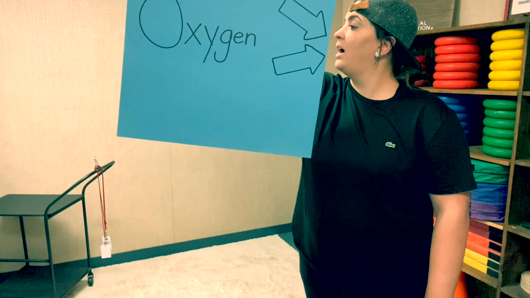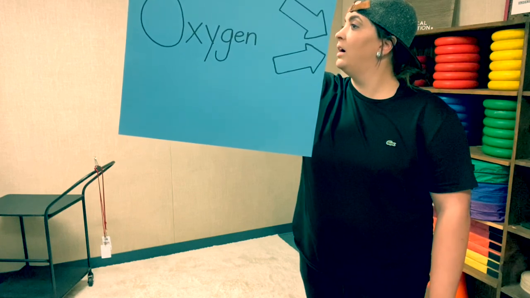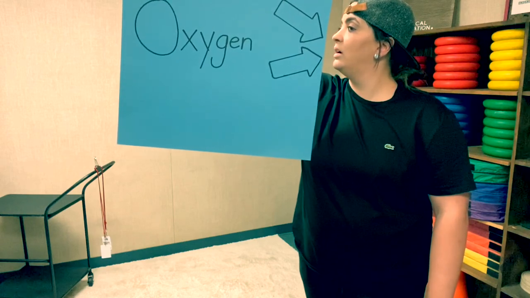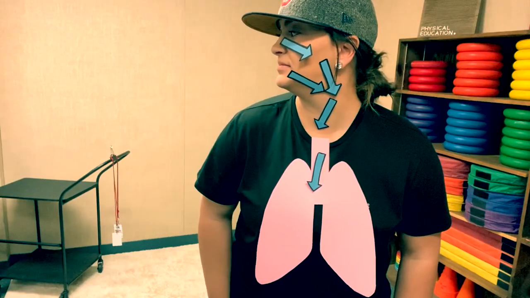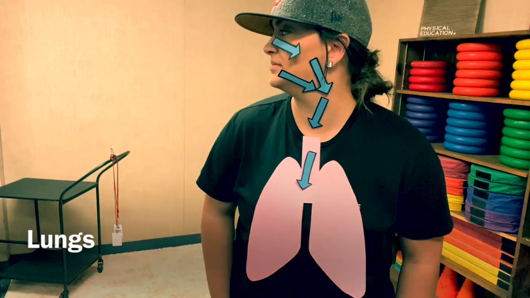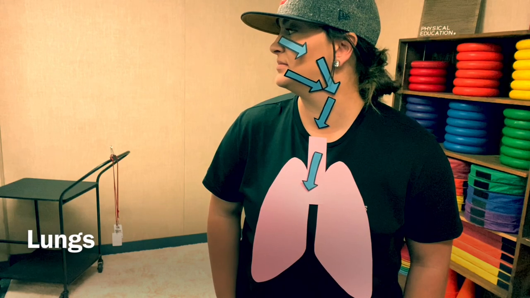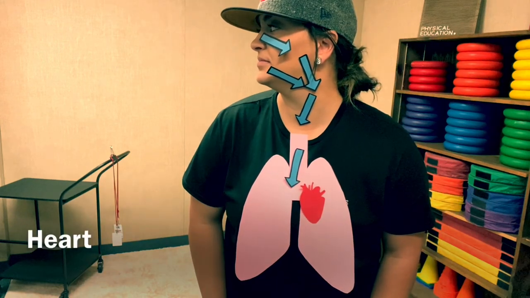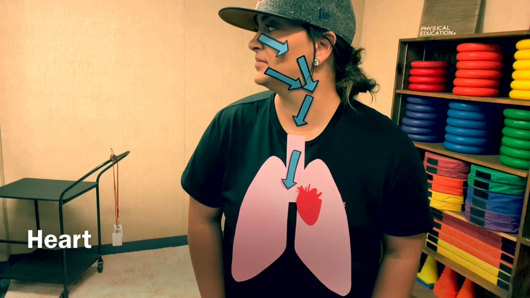First, we breathe in oxygen, also known as air, through our nose and mouth. Say oxygen with me 3 times. Ready, go. Oxygen, oxygen, oxygen. Second, lungs bring oxygen into the body. Say lungs with me 3 times. Ready, go. Lungs, lungs, lungs. Third, the heart pumps the blood. Say heart with me 3 times. Ready, go. Heart, heart, heart.